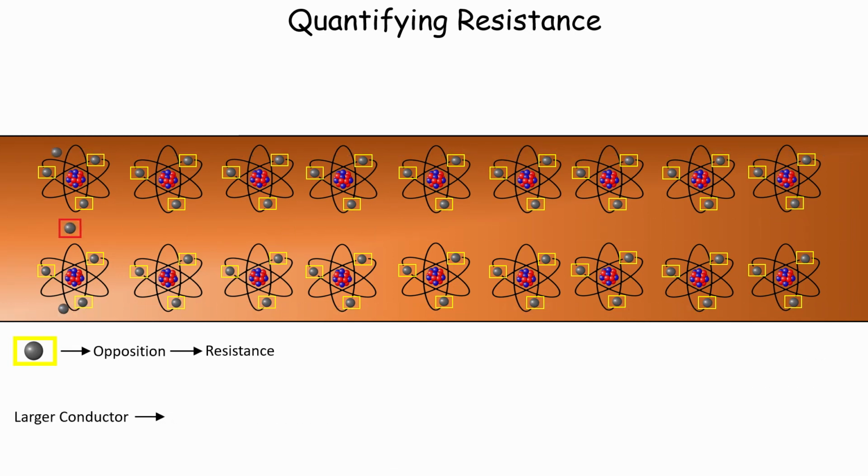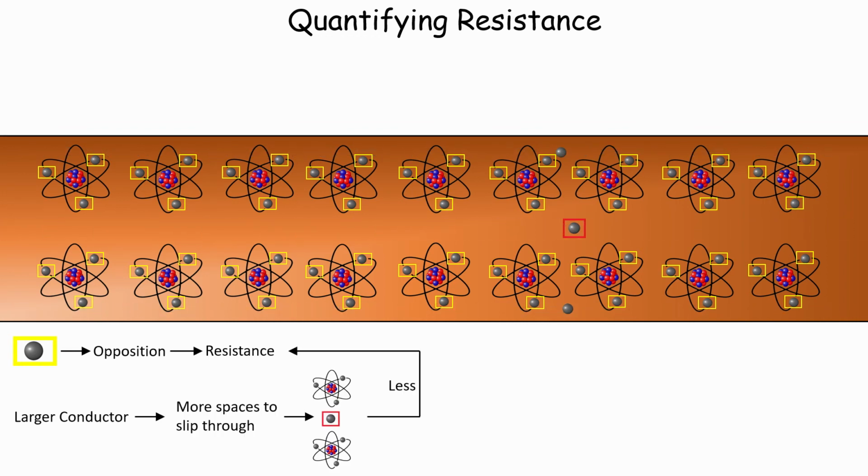So, the wider the conductor is, the more spaces it has to slip through. So, we can easily postulate that the larger the area, the less resistance the material would provide. Hence, the area of a material is inversely proportional to the resistance it offers.